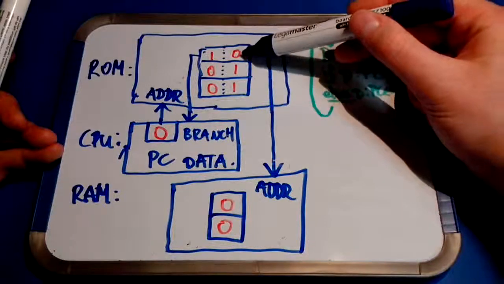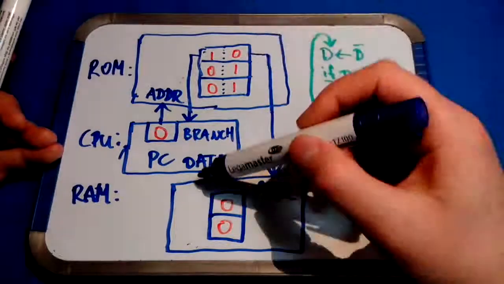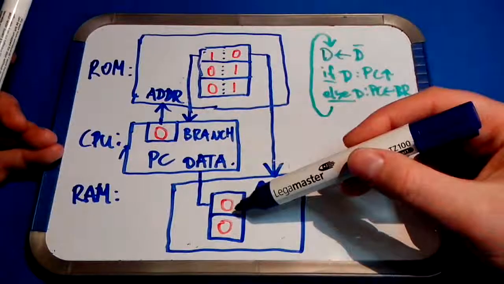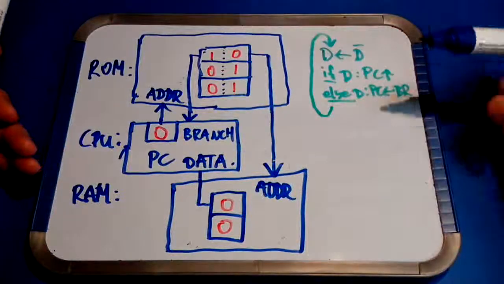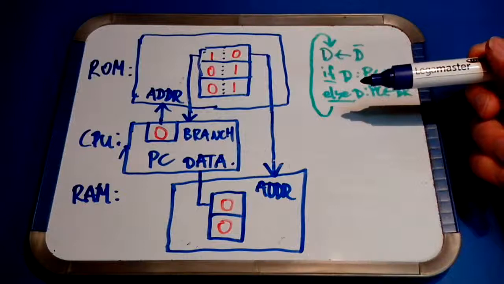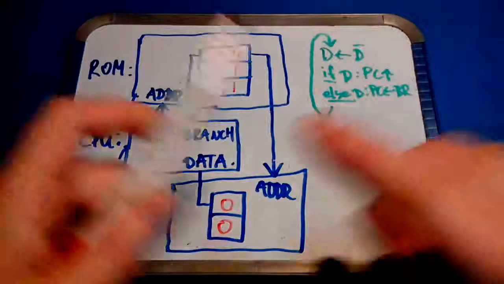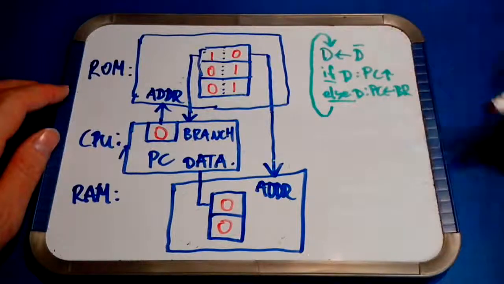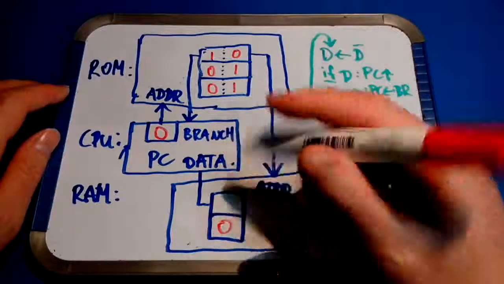The RAM address is also 0. That means that the RAM cell 0 is connected to the CPU's data I/O channel. So at this state the CPU is ready to start executing. So what happens during execution? First, the data bit is inverted, so let's do that. 0 becomes 1.